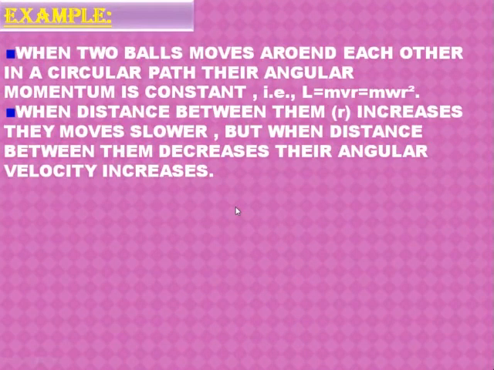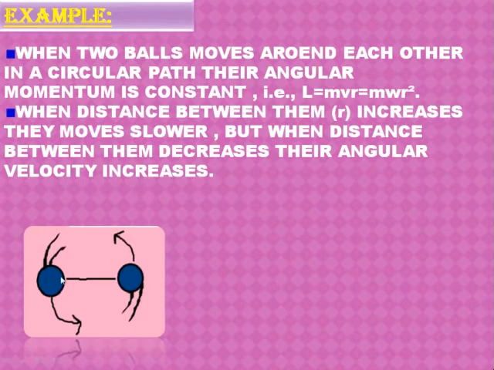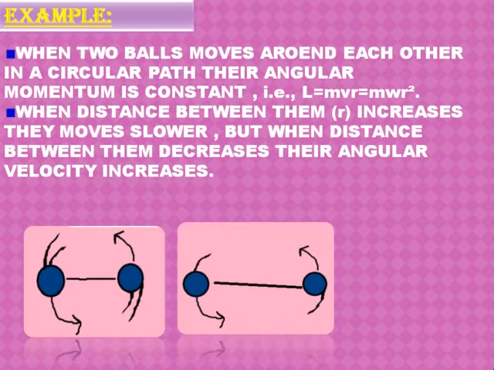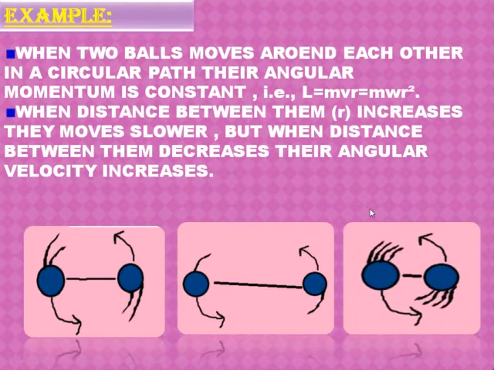Now let's understand the concept of conservation of angular momentum by another example. When two balls move around each other in a circular path, their angular momentum is constant. That is L equal to mvr equal to m omega r square. When the distance between them increases, that is r increases, they move slower, that is angular velocity decreases. But when the distance between them decreases, their angular velocity increases and they move faster.